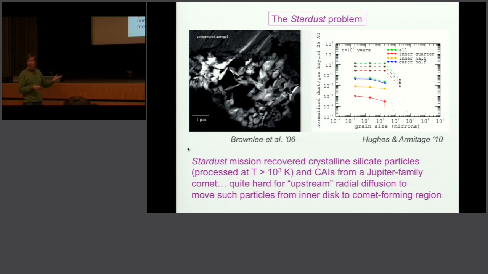And when you try that, the answer you find is that it's actually very difficult to get those particles from close to the star and put a large number of them out in the comet-forming region. So here's actually a little bit of a mystery. We see these high-temperature condensates in materials that are retrieved from far out in the solar system, and actually how they got there is really quite unclear.